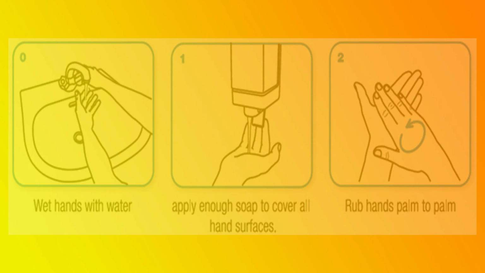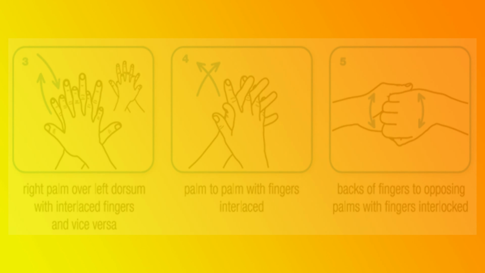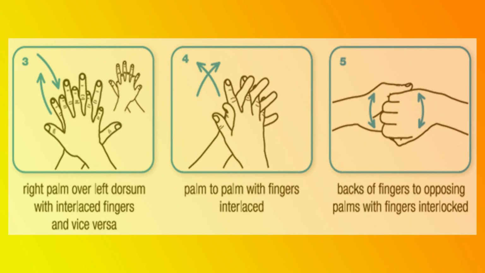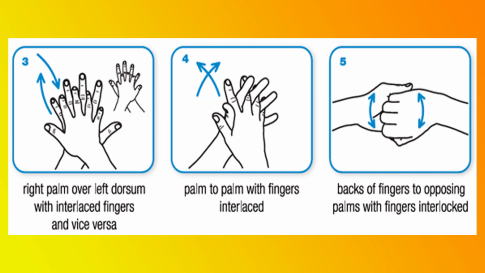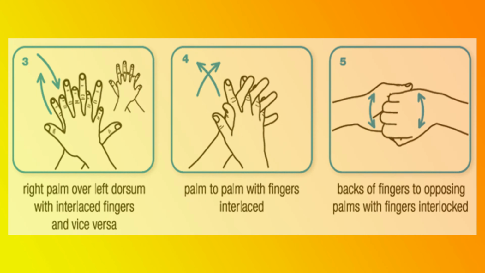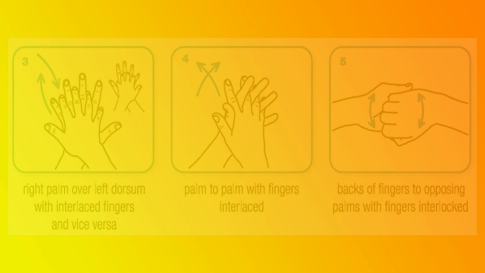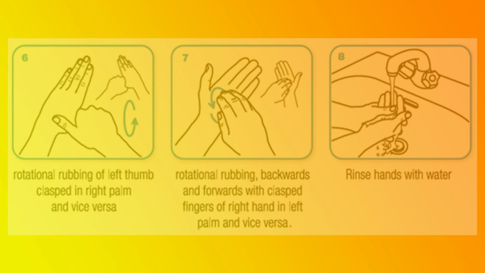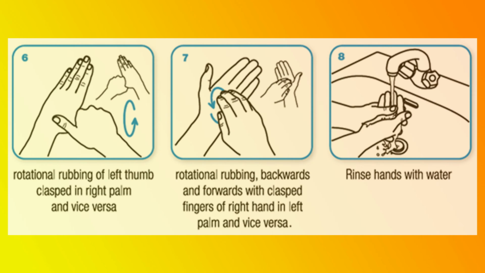Rub hands palm to palm. Right palm over left dorsum with interlaced fingers and vice versa. Palm to palm with fingers interlaced. Backs of fingers to opposing palms with fingers interlocked. Rotational rubbing of left thumb clasped in right palm and vice versa. Rotational rubbing, backwards and forwards, with clasped fingers of right hand in left palm and vice versa.